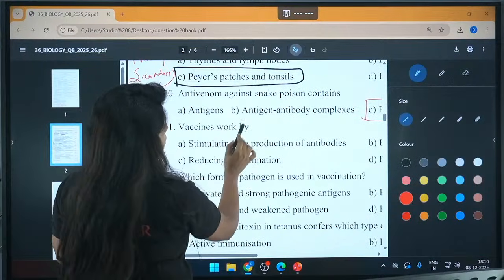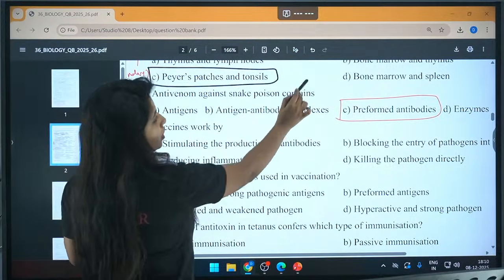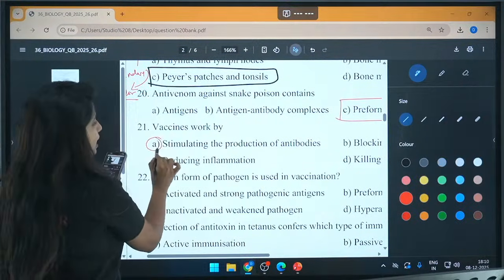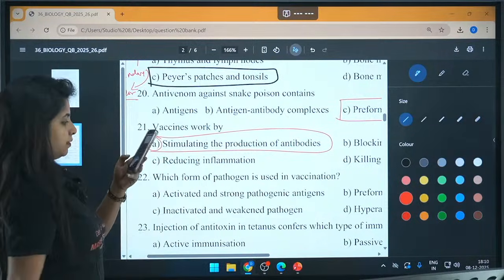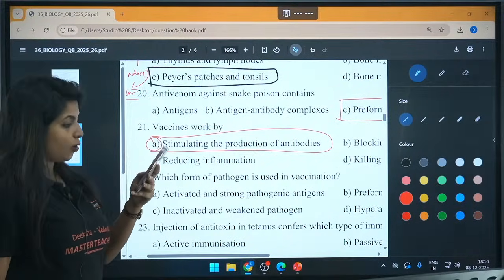21st question, my dear children. Your answer for this would be vaccines work by stimulating the production of antibodies. A is your answer. Vidya, yes. Sagar, yes. Okay, and Putta also yes. Awesome.